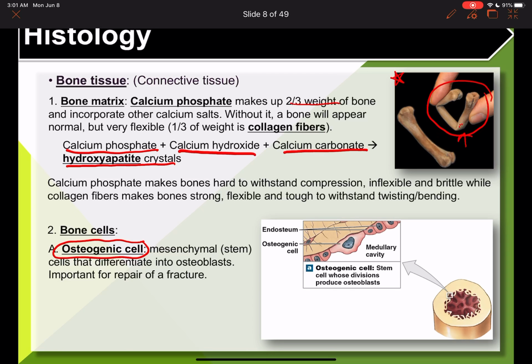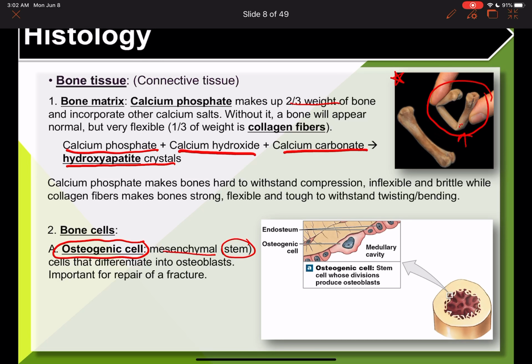Osteogenic cells are a type of mesenchymal cells. And remember, we talked about mesenchymal cells being a type of stem cells that can differentiate into osteoblasts for regeneration of bone tissues. Osteoblast is the other type of cell we'll talk about next that is important for building bones. So that is why these osteogenic cells are important, because they are what's going to be helping us repair a fracture. And that's the whole part about regeneration.